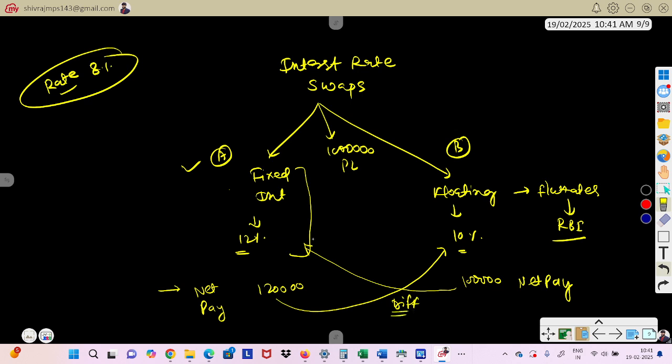So what is the difference amount here? That is 20,000, right? So instead of sending the full amount, they just send the 20,000 difference every year. Basically, party A will send to B, because the party with the higher liability will pay to the party with the lower liability, right? So this is how your interest rate swap works.